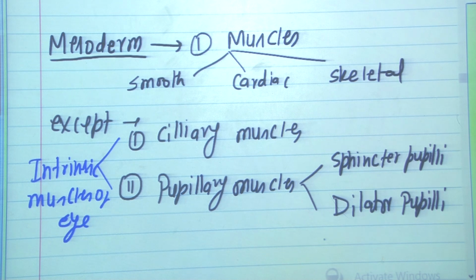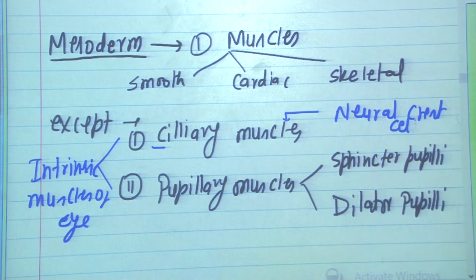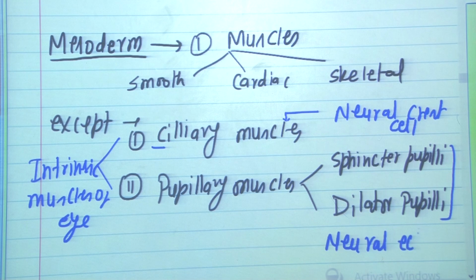They do not arise from mesoderm. Then where are they coming from? Ciliary muscle is a derivative of neural crest cells. C for ciliary, C for neural crest cells. Sphincter pupillae and dilator pupillae come from neural ectoderm.